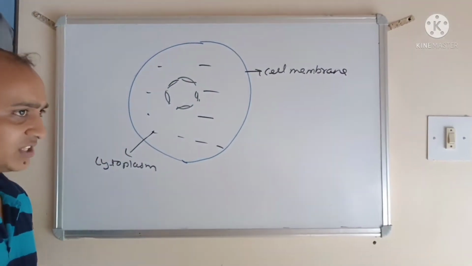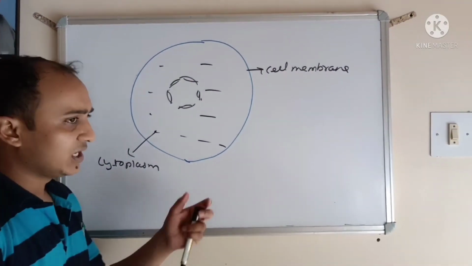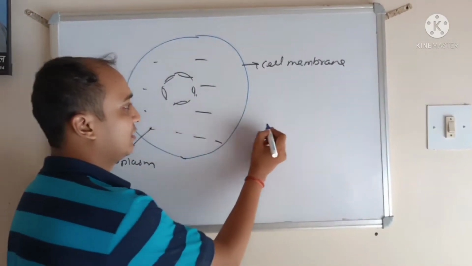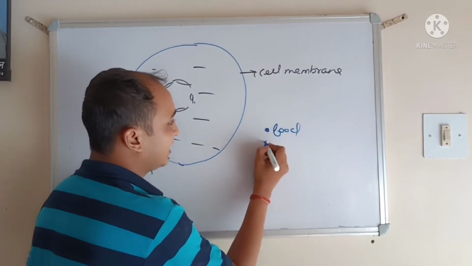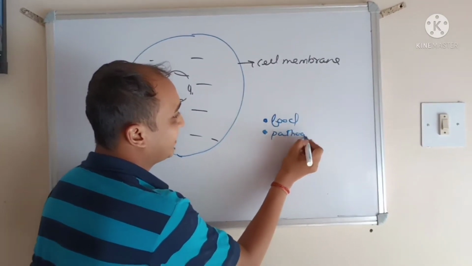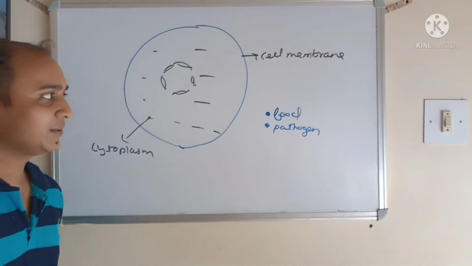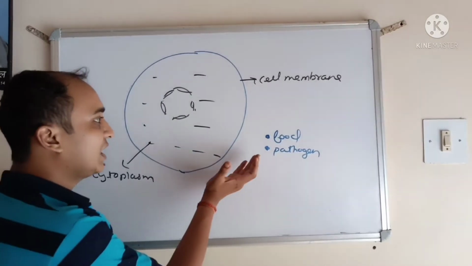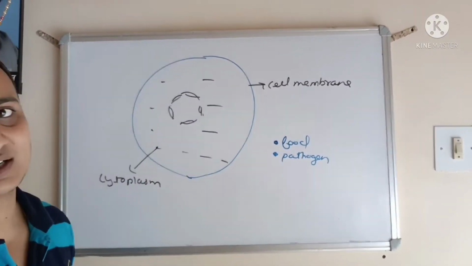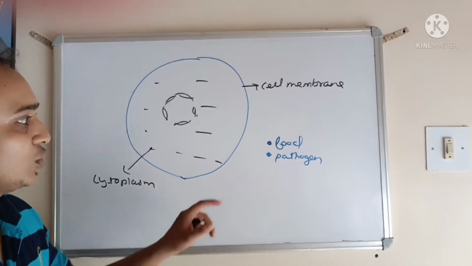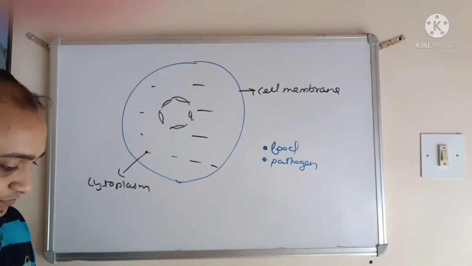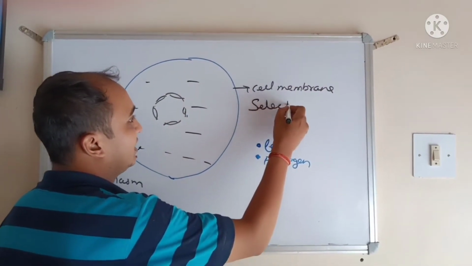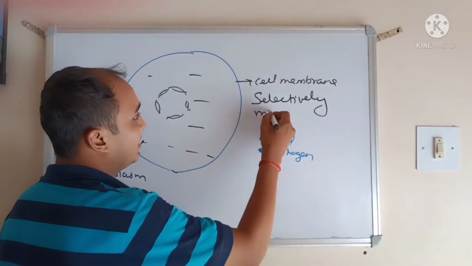What is its work? We all know that in our cell there are two things which want to enter our cell. First thing is food, and second thing is pathogen. Pathogen means disease causing bacteria. So the role of cell membrane is that it only allows those things which are good for the cell, and it does not allow those things which are not good for the cell. So cell membrane is known as selectively permeable membrane.